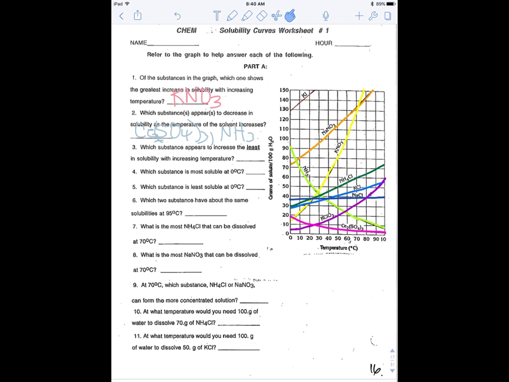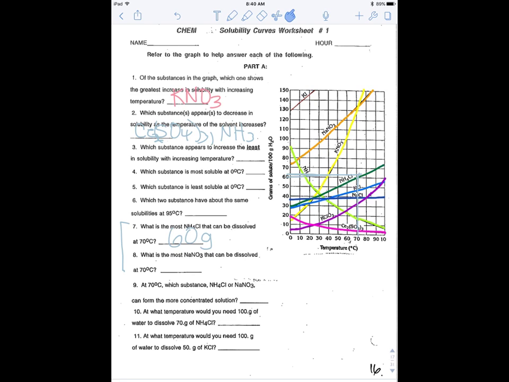Some more questions that you need to know how to do are finding, like for number 7 and 8 here, what is the most NH4Cl that can be dissolved at 70 degrees Celsius? So what we're going to do is go to 70 degrees, and I want to know where 70 degrees meets my line at NH4Cl. So I go up 70, and over here, sorry, that's not straight, but that would be 60 grams.